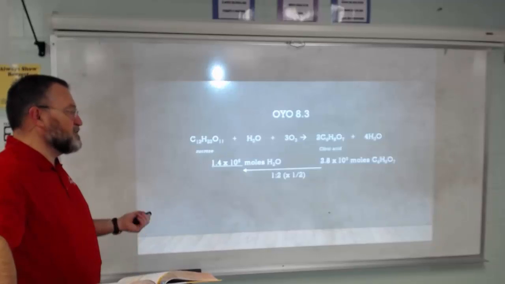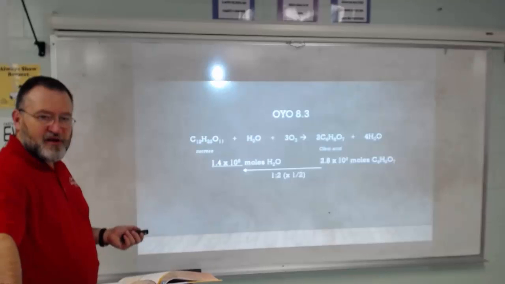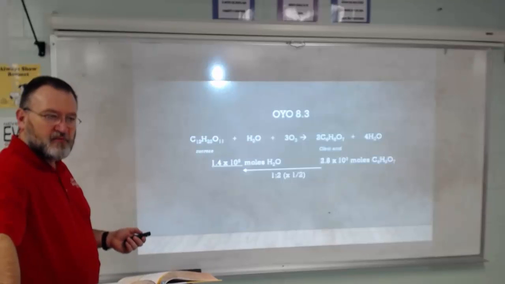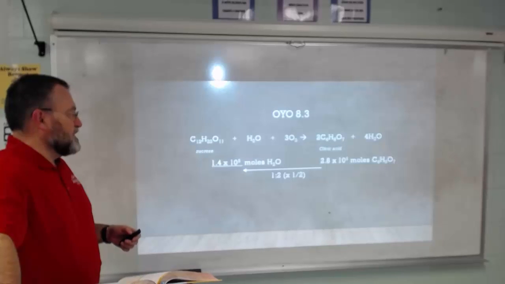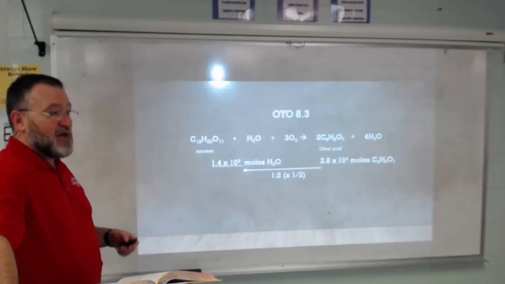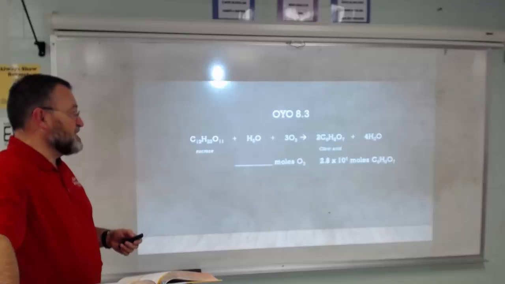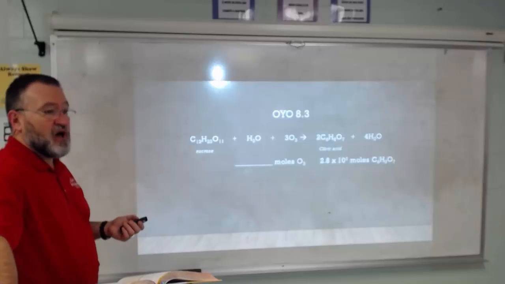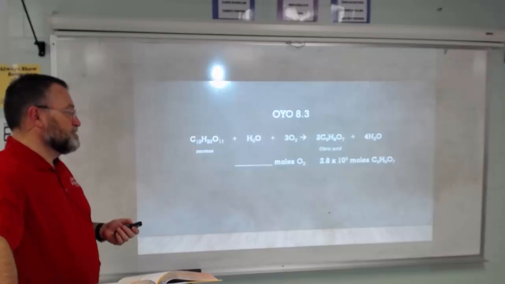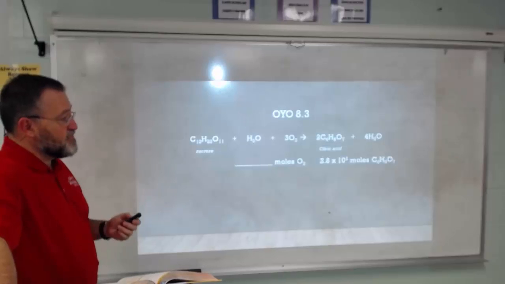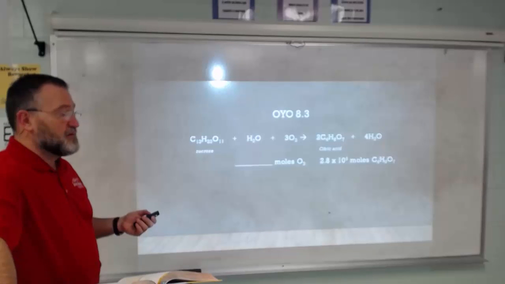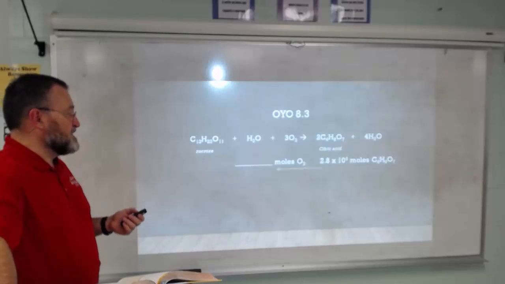Now this third one is the only one that really needs a little bit of process. It might have been a little confusing. It's a little different; you can't just look at it and necessarily have it be obvious. Let's see what that looks like. So we're trying to solve for how many moles of oxygen we need. Again, 2.8 times 10 to the fifth moles of citric acid. We're going to be moving from right to left to moles of oxygen.